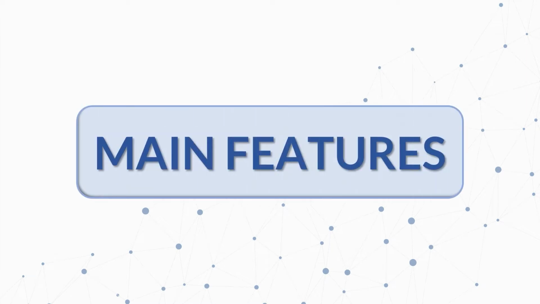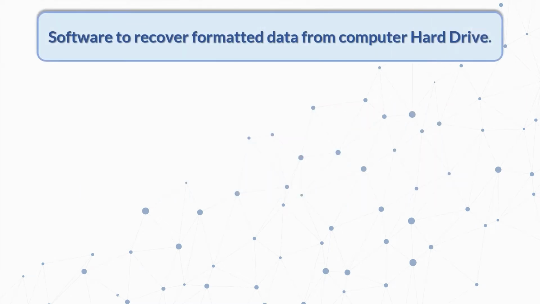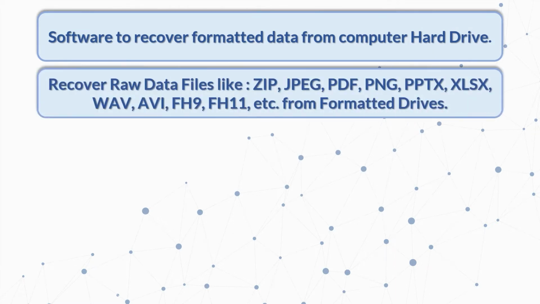These are the main features of the software. Software to recover formatted data from computer hard drive. Recover raw data files like ZIP, JPEG, PDF, PNG, PPTX, XLSX, WAV, AVI, FH9, FH11, etc. from formatted drives.